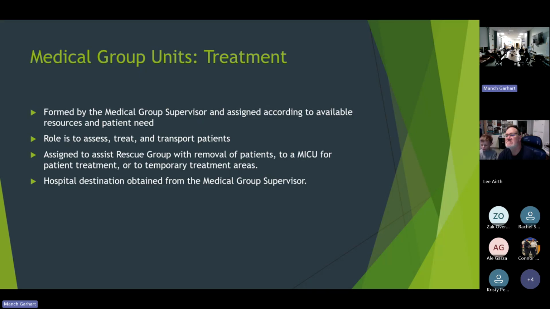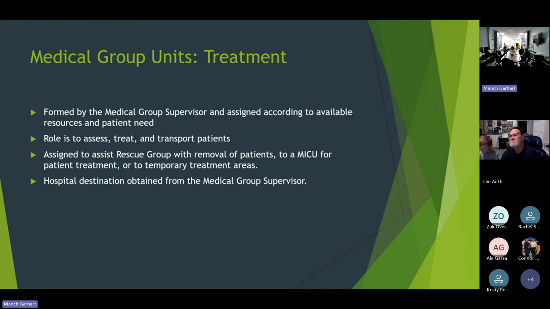starting IVs, controlling pain, monitoring the patient, and reassuring them with, again, protective measures that we have, hard and soft protection, that we're going to get them out and we're going to get them to the help. We're doing the best we can with what we've been given.